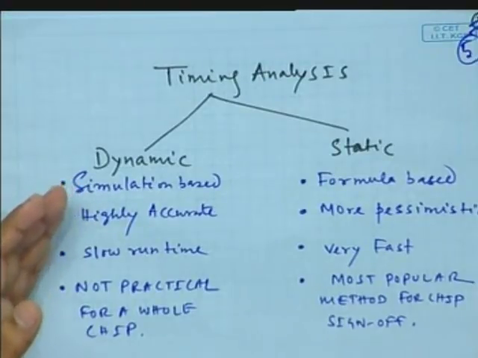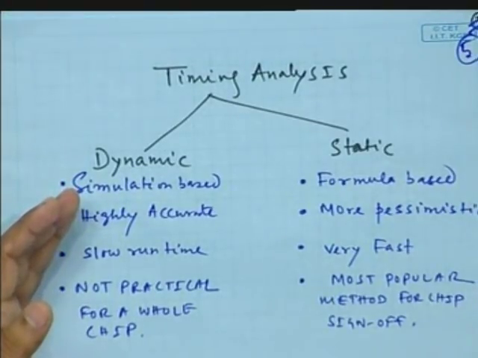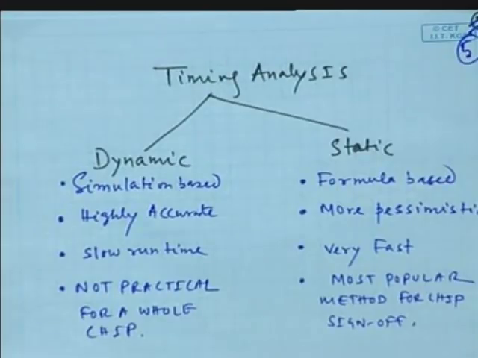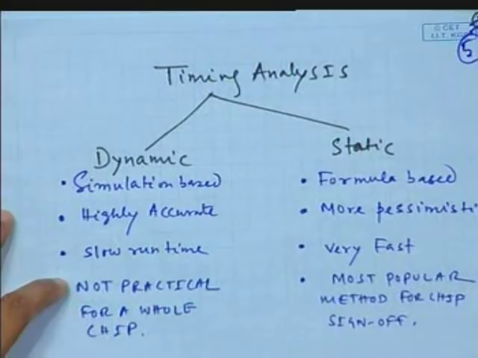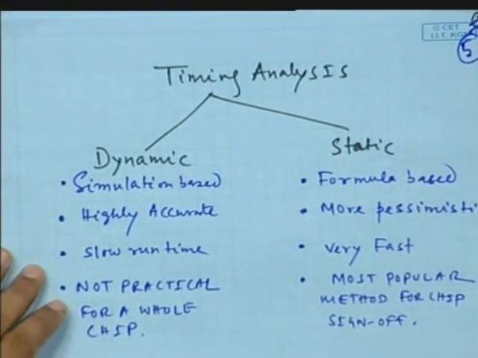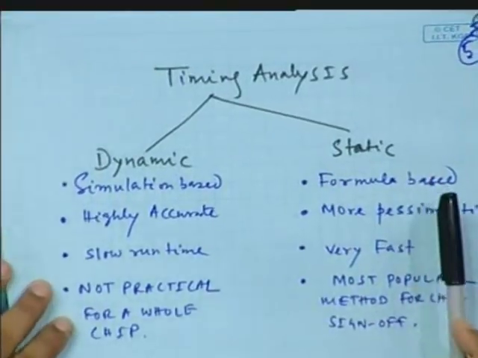So it's very slow. Besides SPICE simulation, there is another dynamic simulation tool called NanoSim from Synopsys. With those tools, you cannot do a chip tape out. That's impossible, because a chip has multi-million gates and you cannot do a dynamic simulation for all. But if there is a problem inside your chip in a small cluster, you can do a dynamic simulation only for that portion. So it's highly accurate, but slow runtime and not practical for the whole chip.